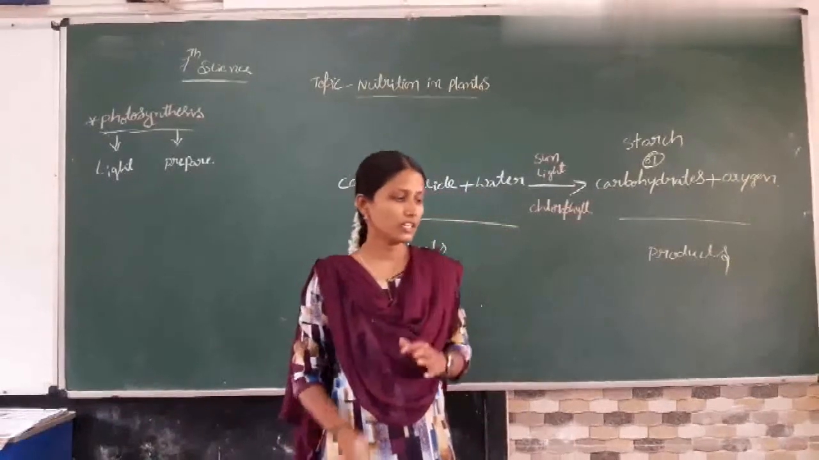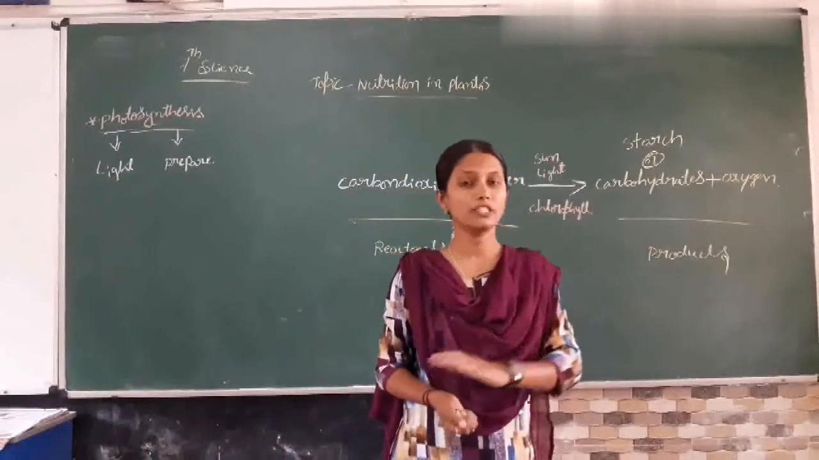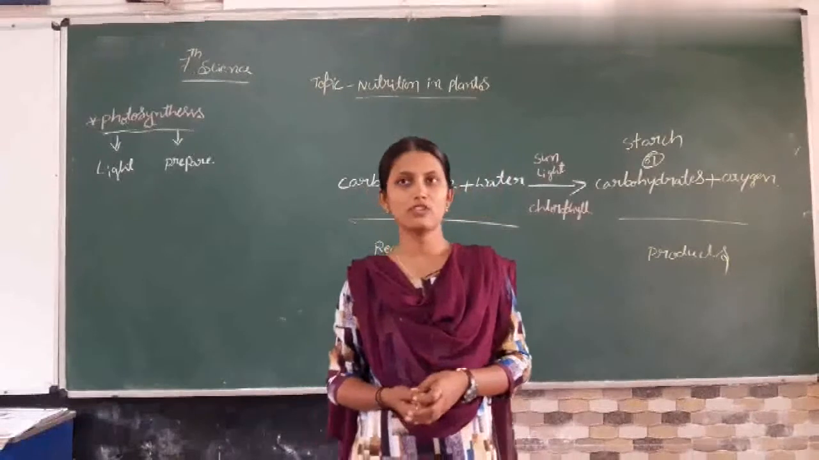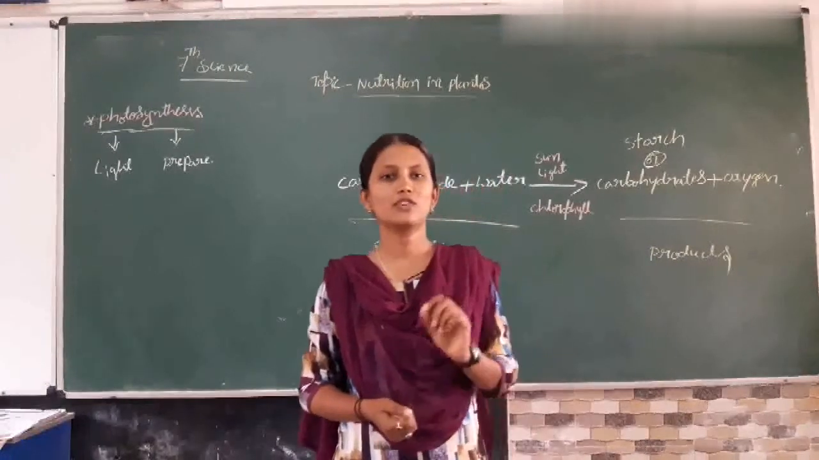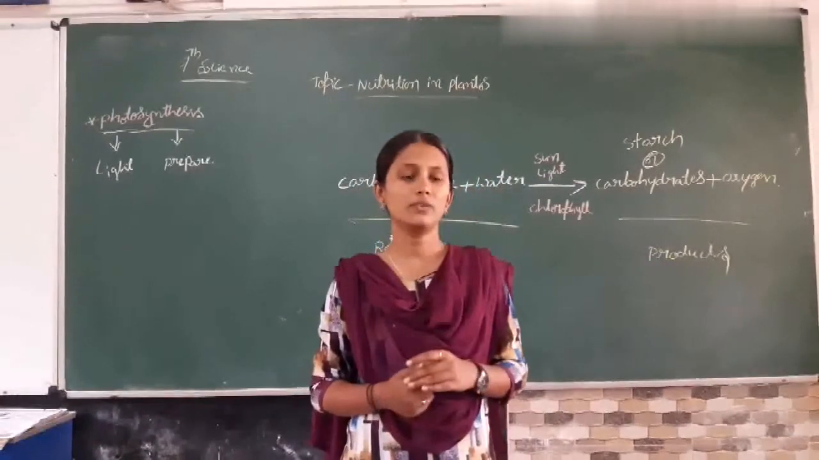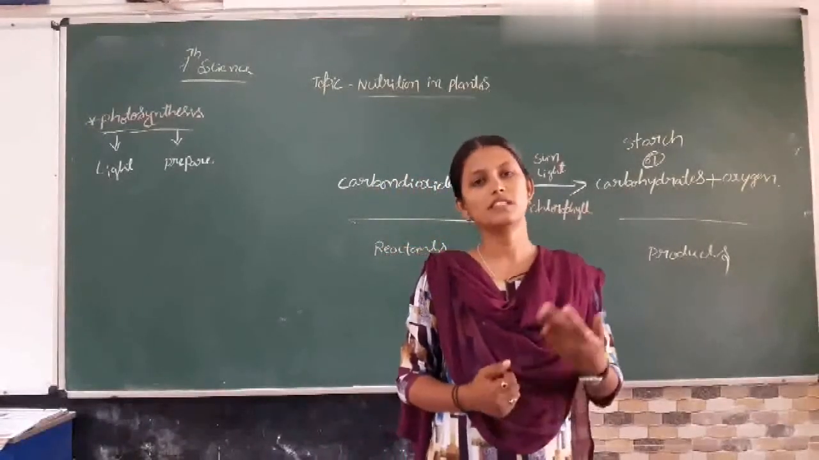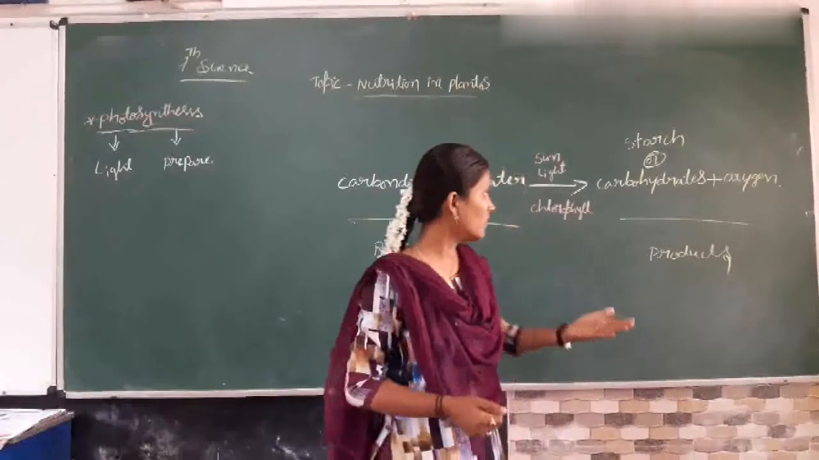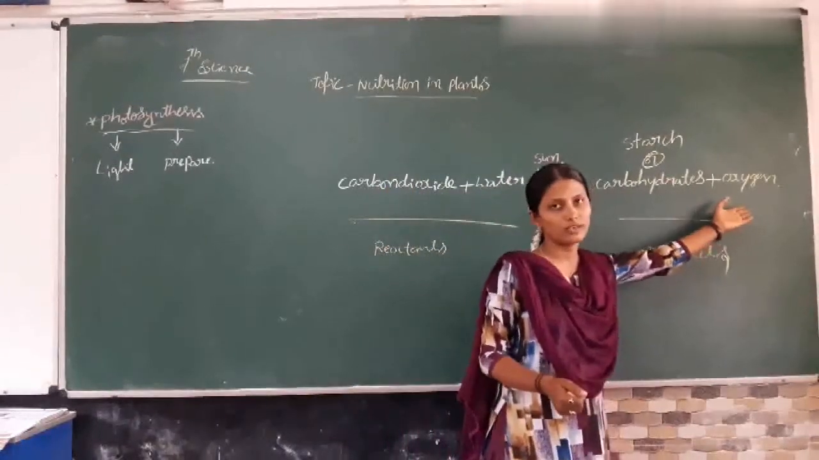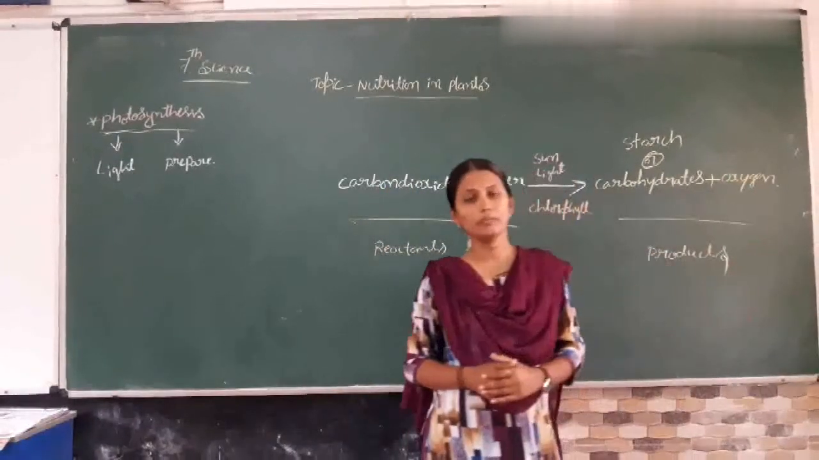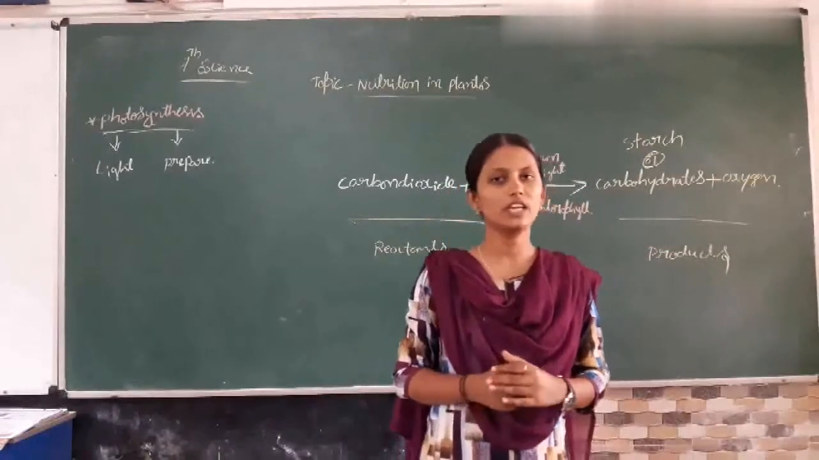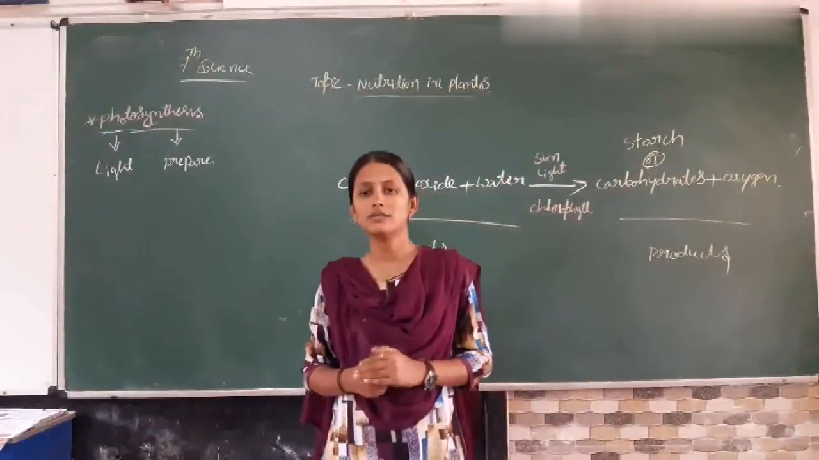Now can you think what will happen in the absence of the photosynthesis process? In the absence of photosynthesis, life will be impossible. How? If there is no photosynthesis, there is no food, and then they are not getting oxygen to survive. So life will be impossible in the absence of photosynthesis.